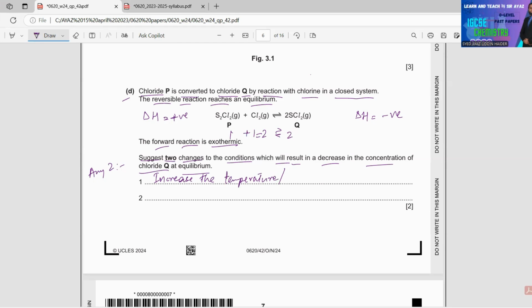What else we can do? We can even decrease the concentration of the reactants, or you can mention the name of the reactants. Decrease in concentration of P or S2Cl2 or Cl2 or both. This will result in a decrease in the concentration of chloride Q, because this will shift the equilibrium to the left hand side.